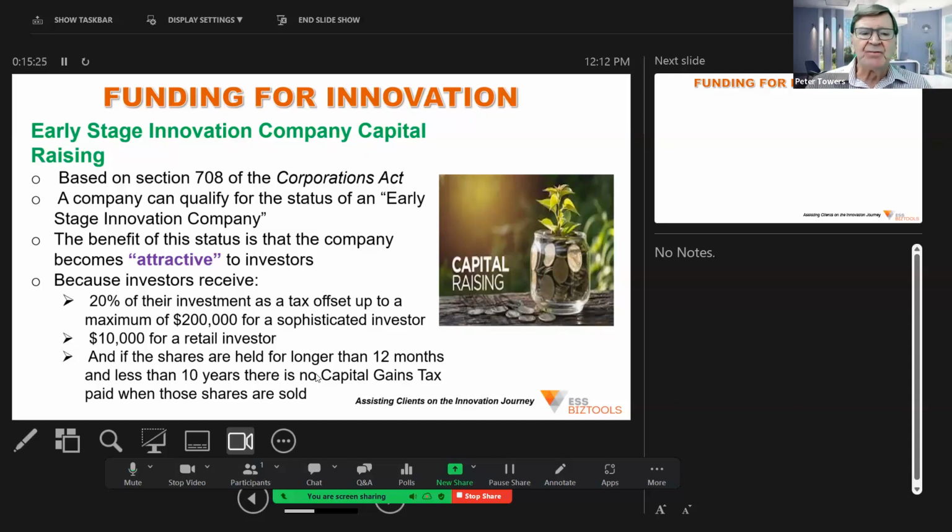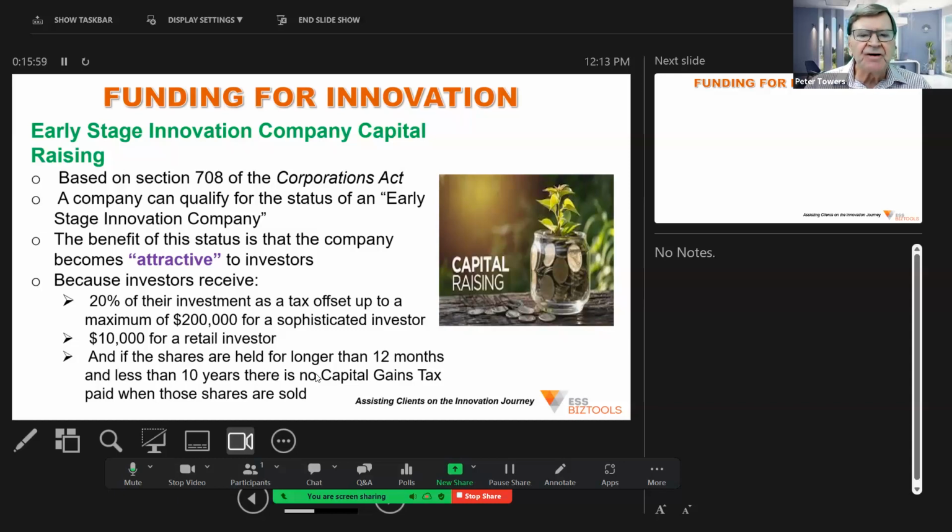So what do investors get? Well, they get 20% of their investment in a qualifying early stage innovation company as a tax offset. Now, the maximum for a sophisticated investor is $200,000. So to get that, of course, they've got to invest $1 million in the company. And for a retail investor, the maximum offset for tax purposes is $10,000. That's because the maximum amount that a retail investor can invest in an early stage innovation company is $50,000.